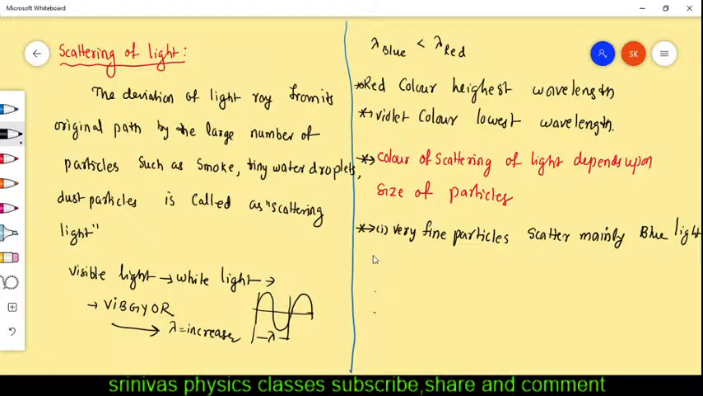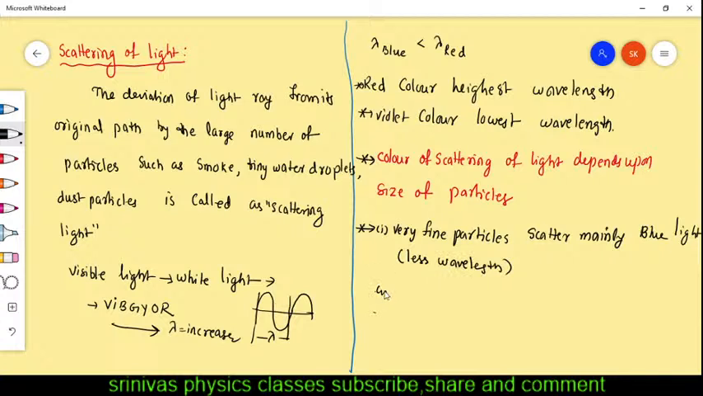The second point I am going to give is that you take a little bit large size particles. Okay, first one, small particles. Small particles scatter the blue light. Blue light has the lower wavelength, right? Less wavelength, blue light is the less wavelength.